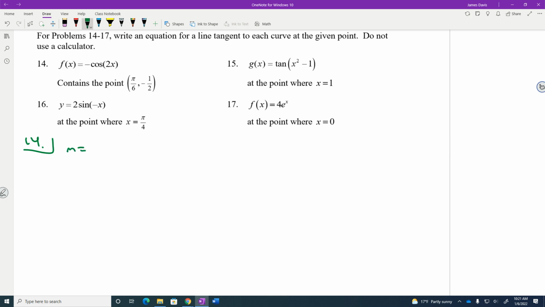The derivative of cosine is minus sine, right? We already have a negative there though, so it just becomes positive sine of 2x, and then you have to do times the derivative of the inside. So it'd be times 2. I'm just going to write the 2 in front there. So 2 sine of 2x. That's our slope, and we want to do it at this point, pi over 6 times negative a half. So that's going to be our x value. So we want to do 2 sine of 2 times pi over 6, our slope. So that's going to be 2 sine of pi over 3.